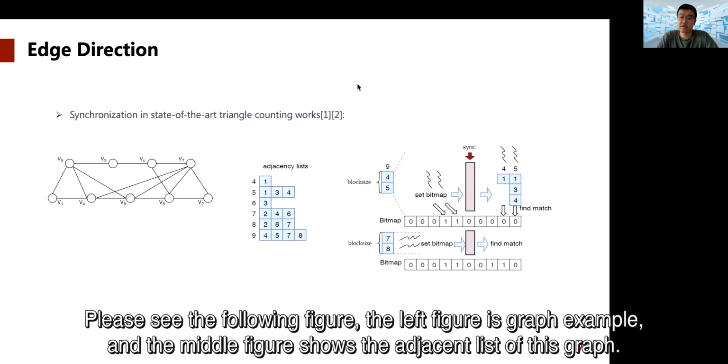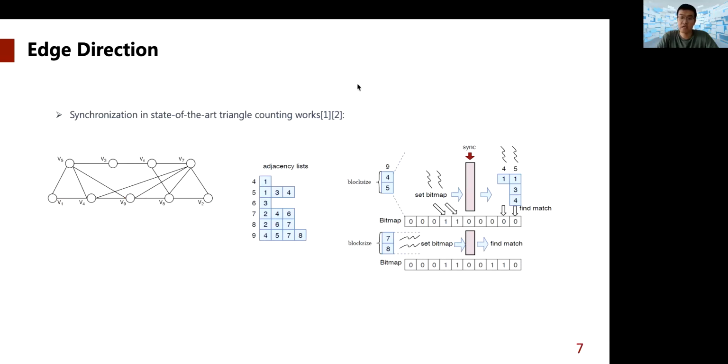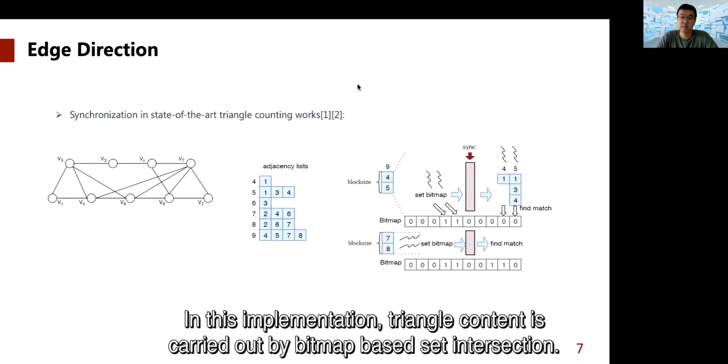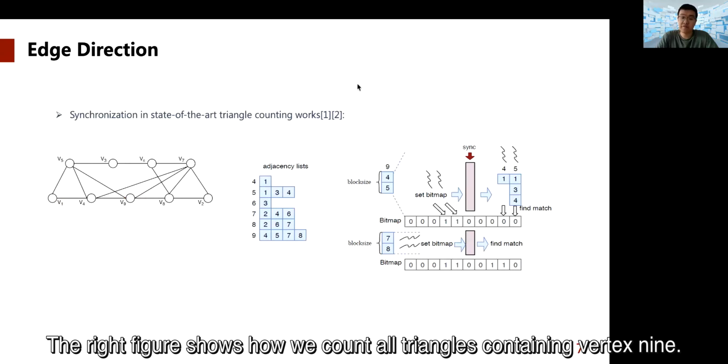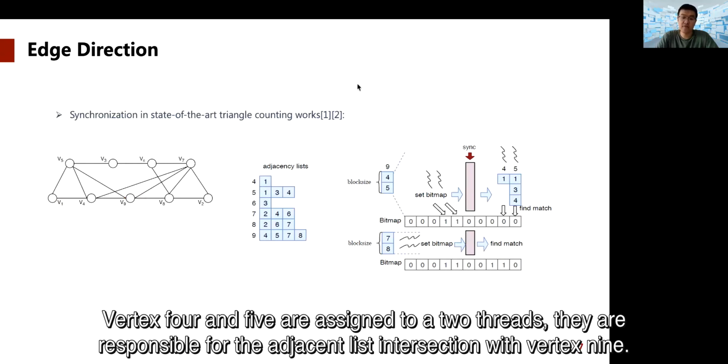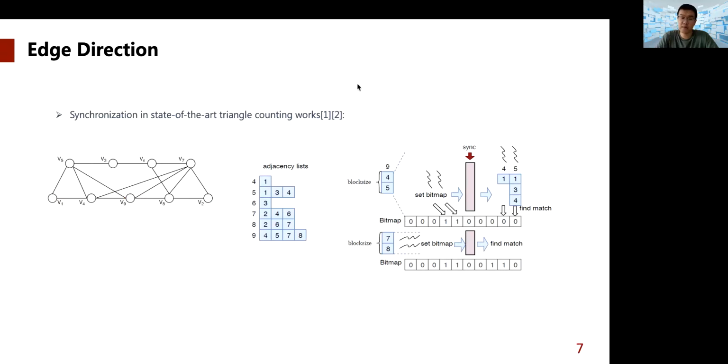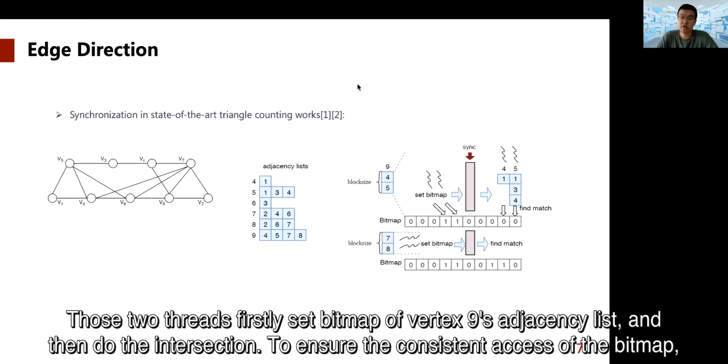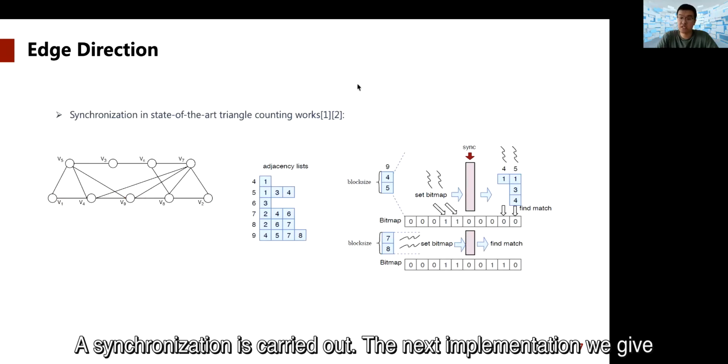The left figure is a graph example, and the middle figure shows the adjacency list of this graph. In this implementation, triangle counting is carried out by a bitmap-based set intersection. The right figure shows how we count all triangles containing vertex 9. Vertex 4 and 5 are assigned to two threads. They are responsible for the adjacency list intersection with vertex 9. Those two threads first set the bitmap of vertex 9's adjacency list and then do the intersection. To ensure consistent access of the map, a synchronization is carried out.